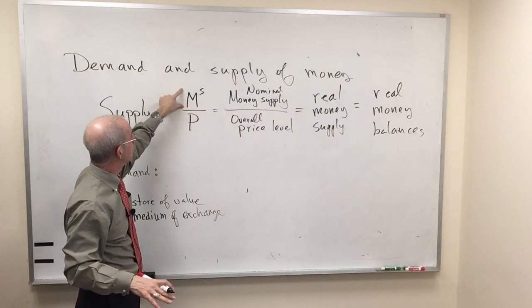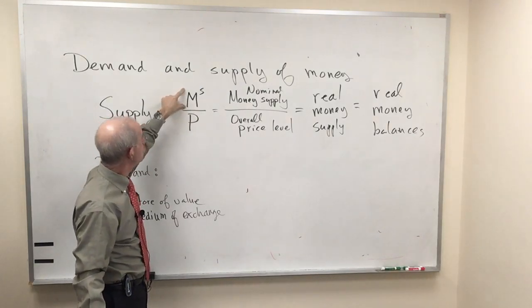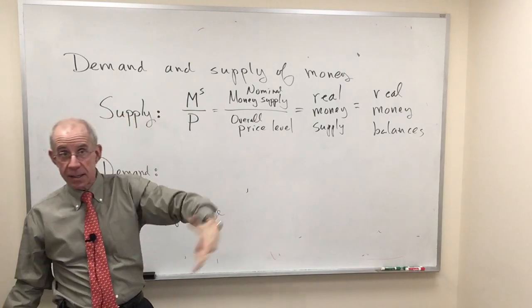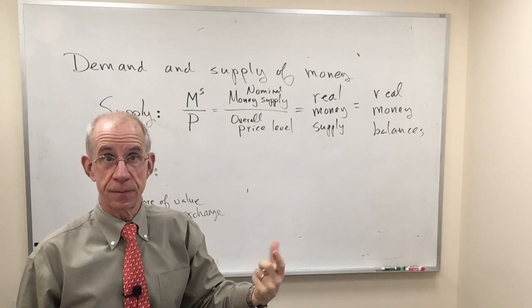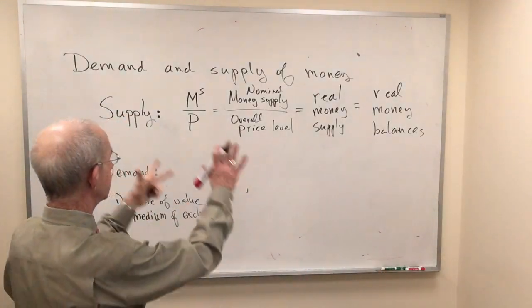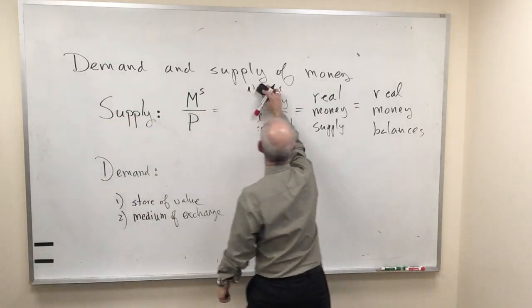When the government prints money or conducts an open market purchase, it's going to be changing the numerator here. It's going to be changing the money supply in circulation. Prices would be another story, but we'll talk about that. Okay, so there's the money supply.